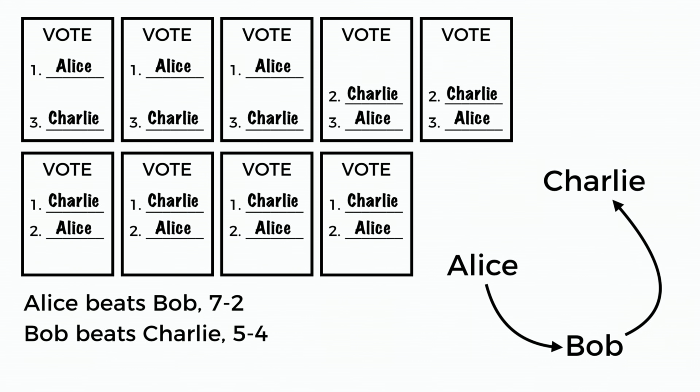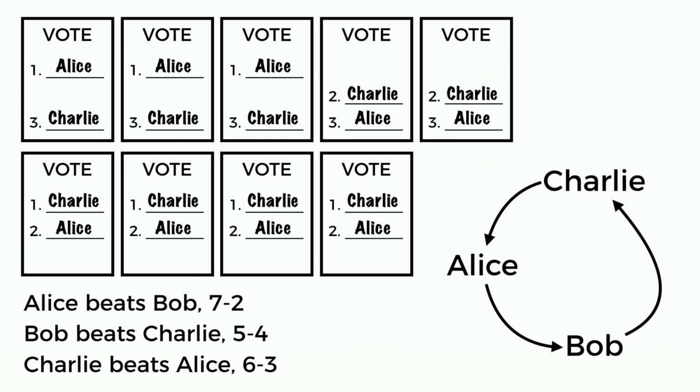Let's now take a look at the last pair, between Alice and Charlie. Between Alice and Charlie, you'll notice that there are 6 voters who think Charlie is better than Alice, but only 3 voters who think Alice is better than Charlie. So Charlie beats Alice 6 votes to 3.